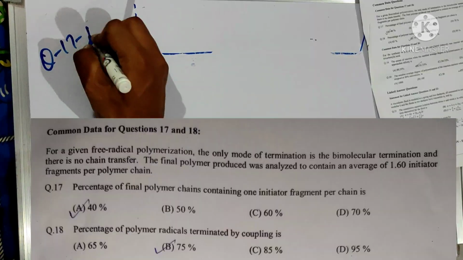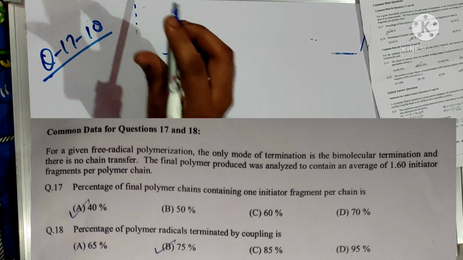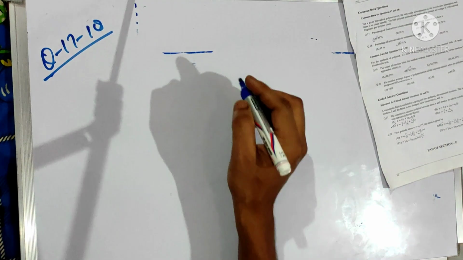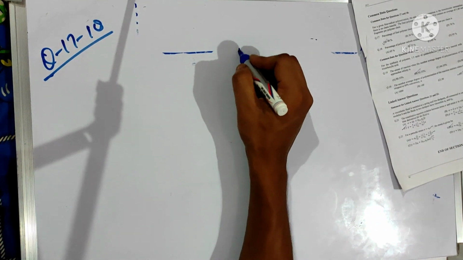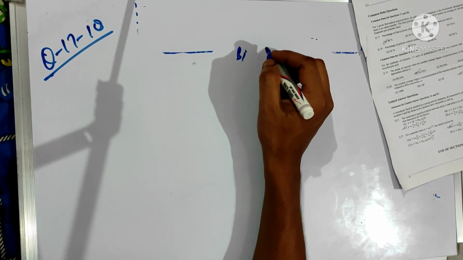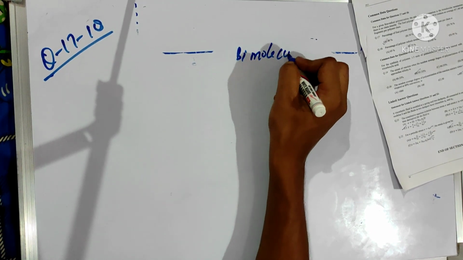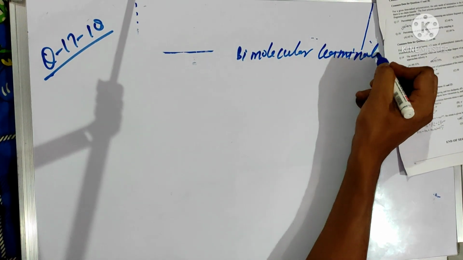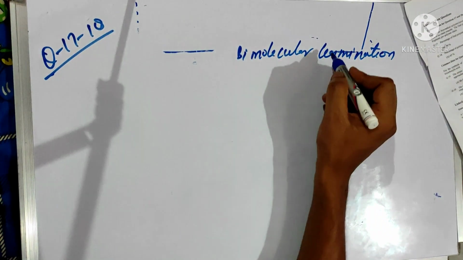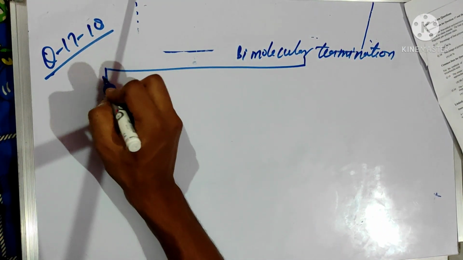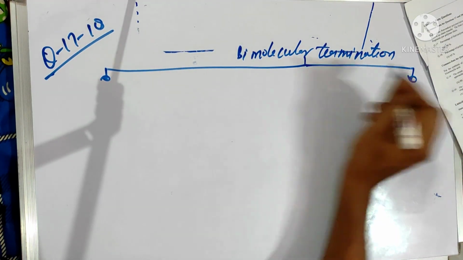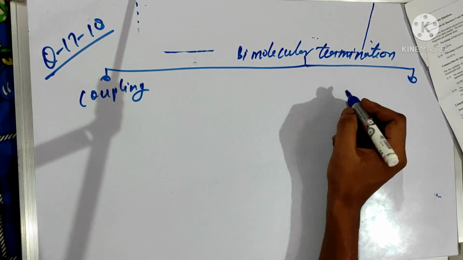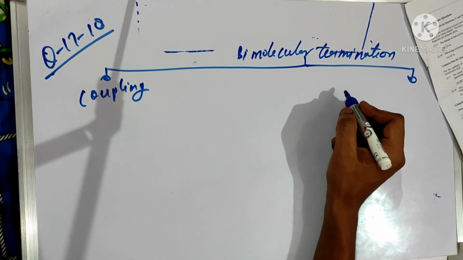Question 17 to 80. The given termination is done by the bimolecular method, no chain transfer. That means, what is the bimolecular termination? Bimolecular termination has two methods: one is by coupling and the second is by disproportionation.